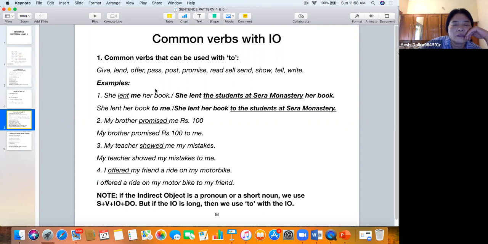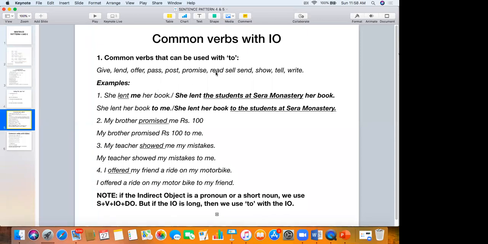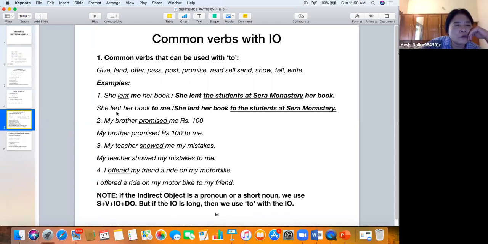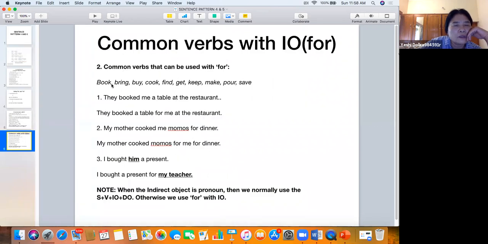Okay. Did you understand this? Yes, madam. Understood this. So this is with "to." Now I'm going to show one with "for." Okay. Here. Look at these verbs.